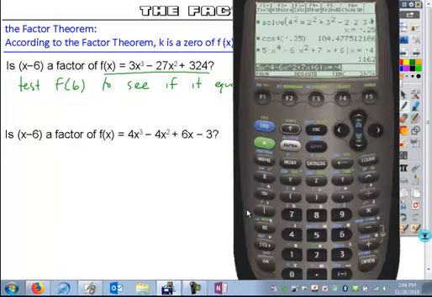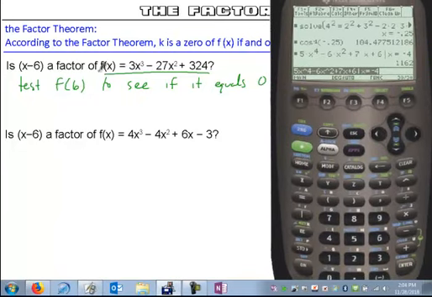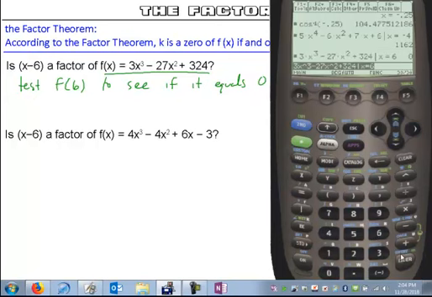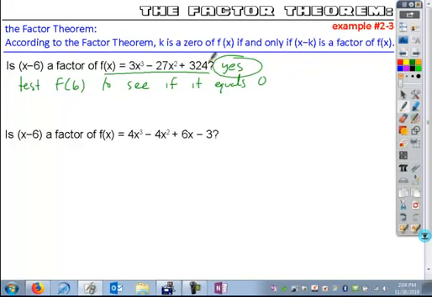So if I took my calculator here and I took my function 3x cubed minus 27x squared plus 324, and I use my width key, so vertical bar x equals, and I test to see the corresponding 0 to this factor is 6. And I hit enter. I see it's 0. That means that the remainder when I divide this expression by this factor is 0. So what that means is my answer is yes.